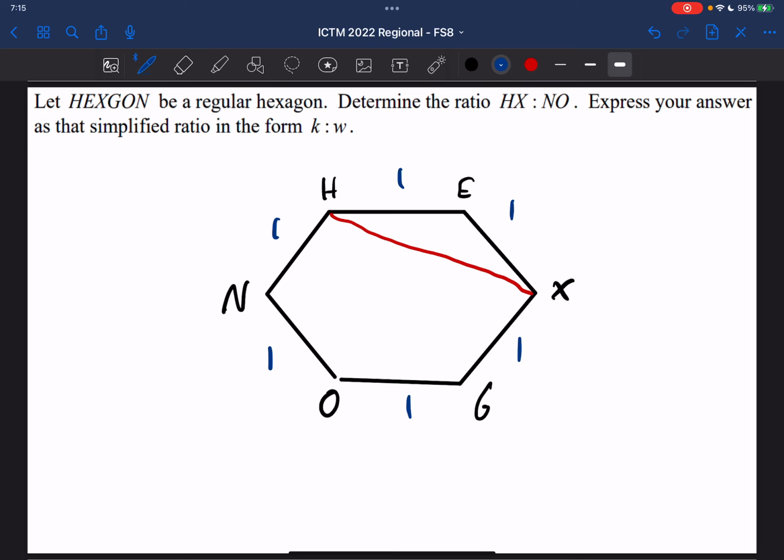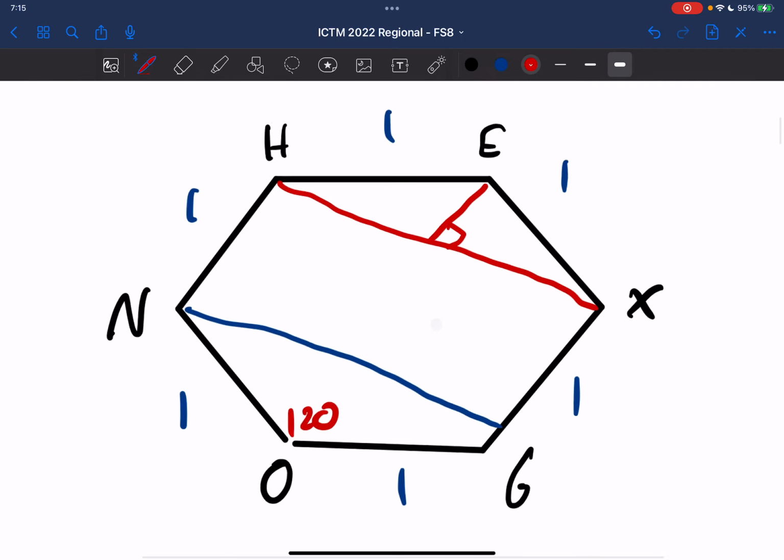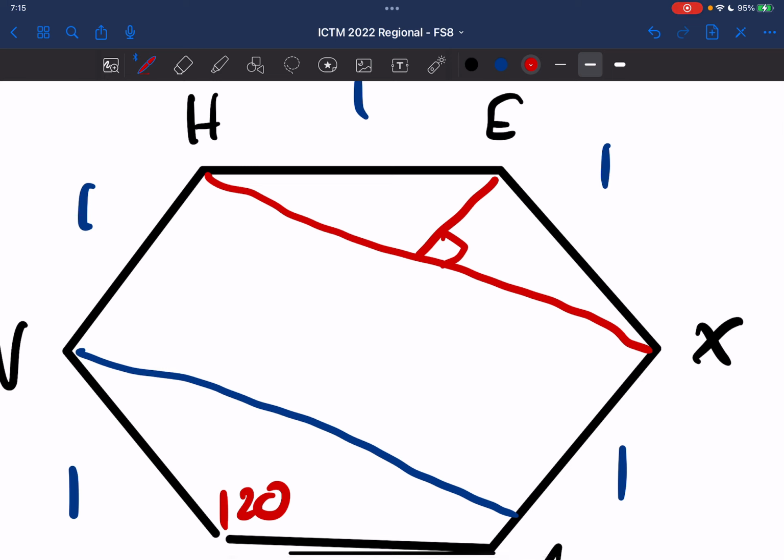Now the thing to remember about a hexagon is that a hexagon can be broken up into some 30, 60, 90 right triangles, because each angle in a hexagon is 120. So if I zoom in right here, we should have 60 here and 60 here, 30 here and 30 here. So these form the hypotenuse of these 30, 60, 90 right triangles.